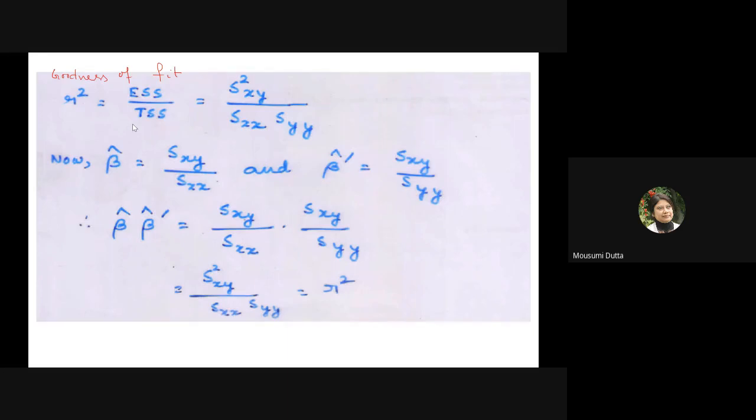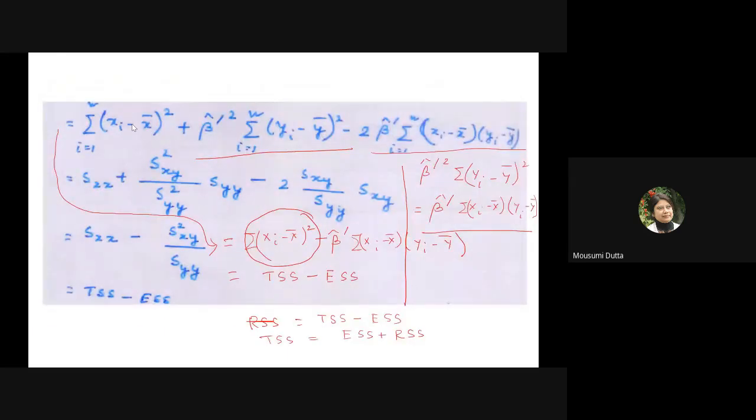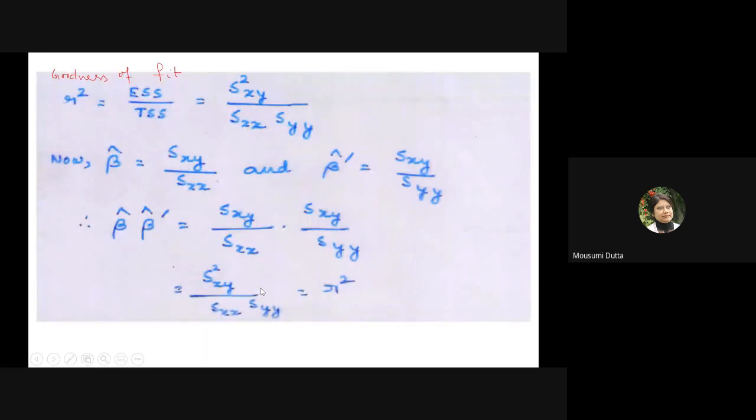So let's go back. TSS is Syy and ESS is this part. So we are putting those values here. ESS by TSS can be presented as a squared Sxy divided by Sxx plus Syy. Syy is the TSS part, and ESS is given by a squared Sxy by Sxx.